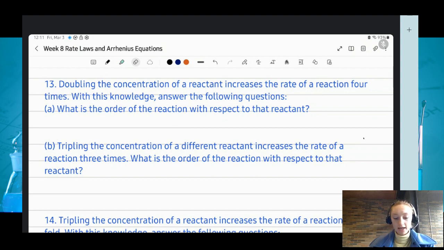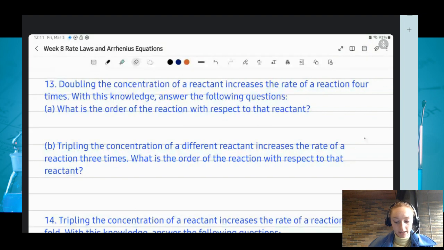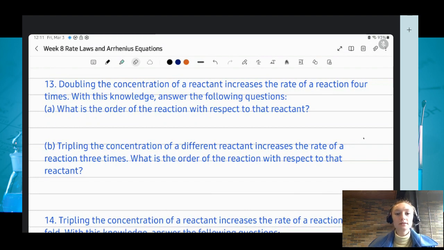Welcome to week 8 of chemistry tutoring. Today we will be talking about rate laws, as well as some of these rate reaction equations and some of these concepts of how things change. So let's get started right into it.